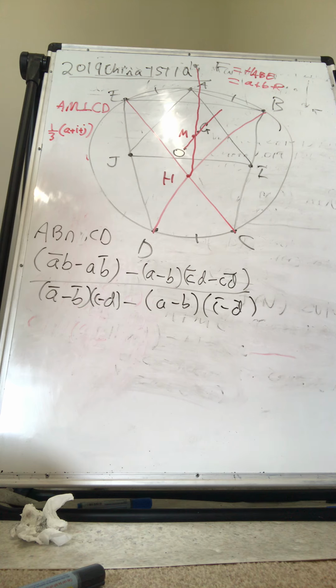What's bar? Complex conjugate. How do complex conjugates even work? It's just reflecting across the x-axis. Yeah, but how do you arrive at these results? I'll explain it to you.